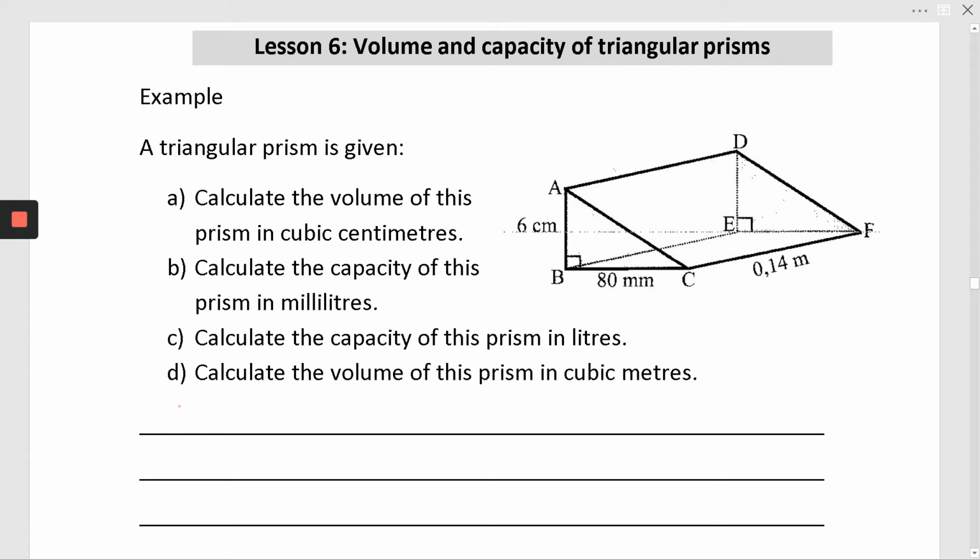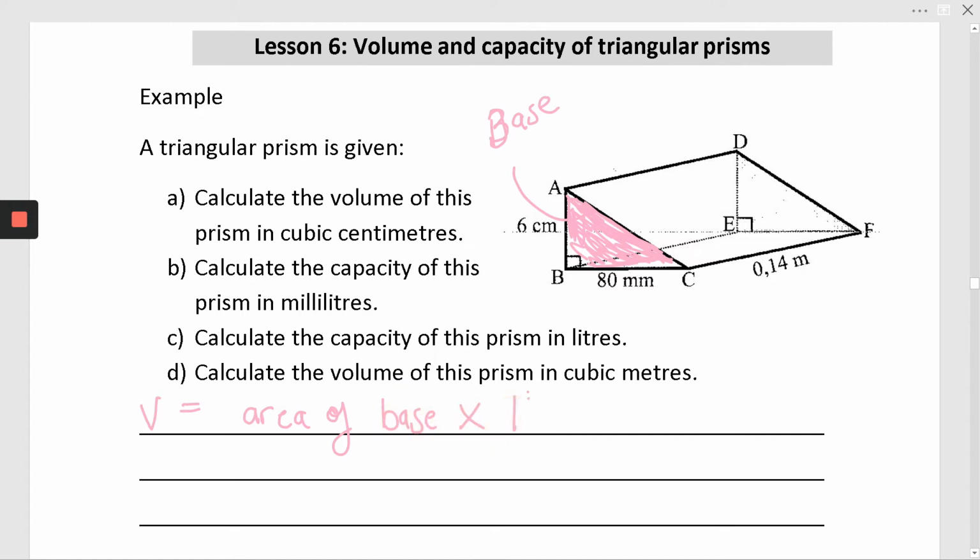For volume and capacity of a triangular prism, we've got to remember that even though this one is sitting on a base that is a rectangle, when we talk about the base of the actual prism, we mean this one, we mean the triangle. Okay, so that is the base.